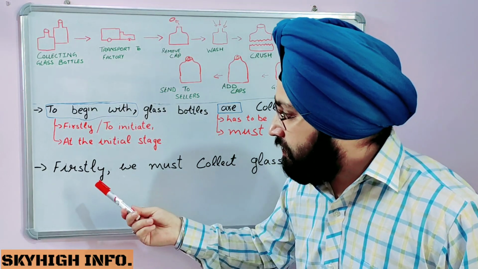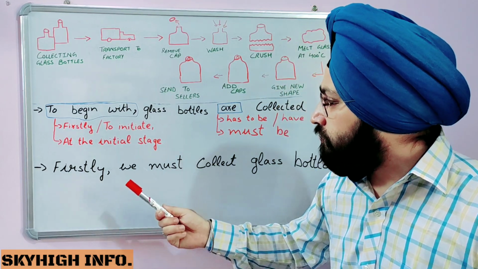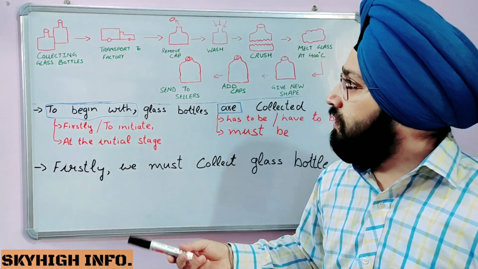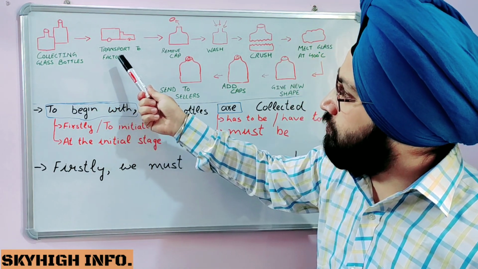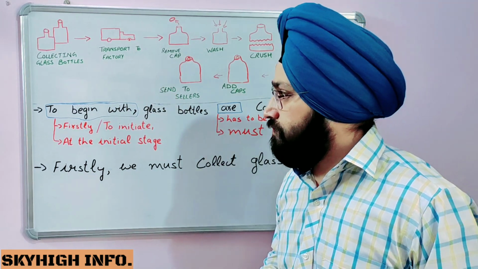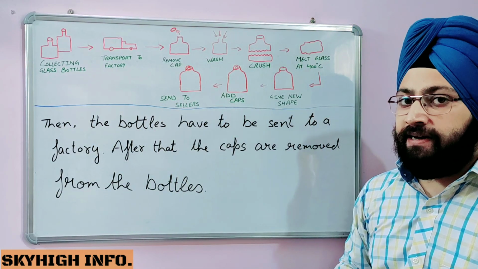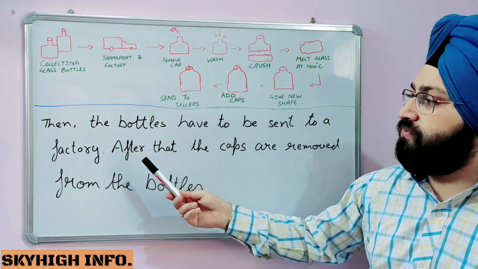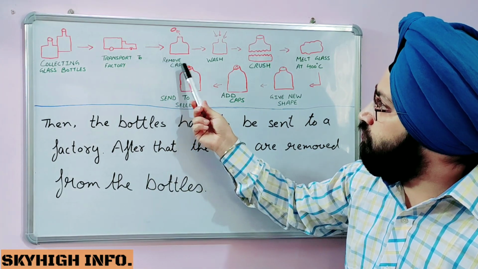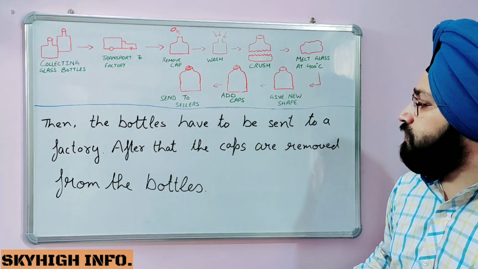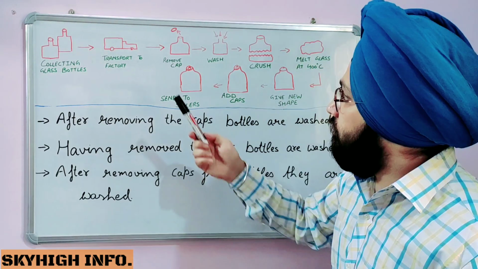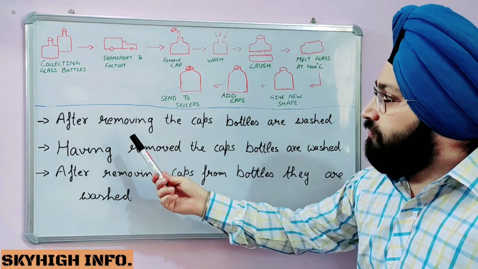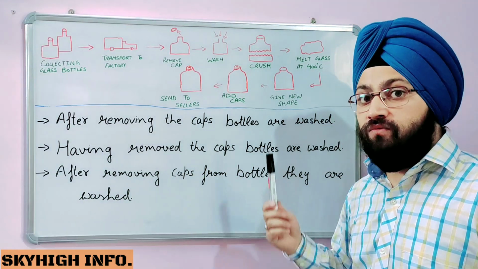Okay. For the second, what can we write? Firstly, we must collect glass bottles. A simple sentence. Okay. What are we going to do after collecting the bottles? Transport to the factory. Then the bottles have to be sent. Where are they sent? To the factory. They are sent to a factory. Then what happens? Remove cap. After that, the caps are removed from the bottles. After removing the cap, the next procedure is wash. So after removing the caps, bottles are washed.